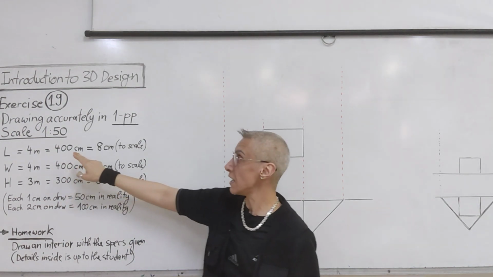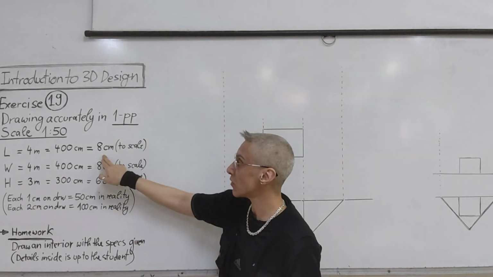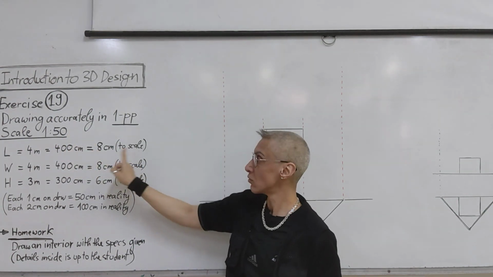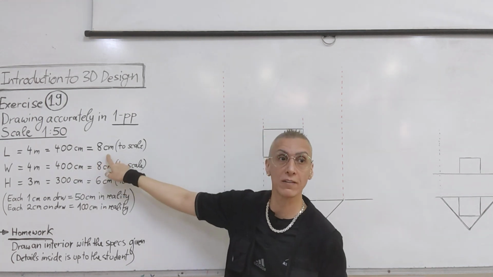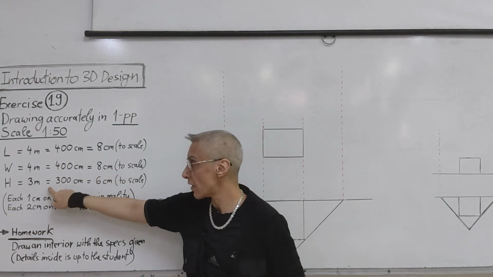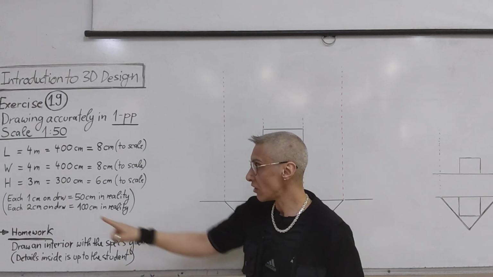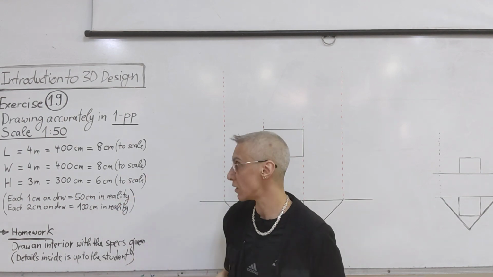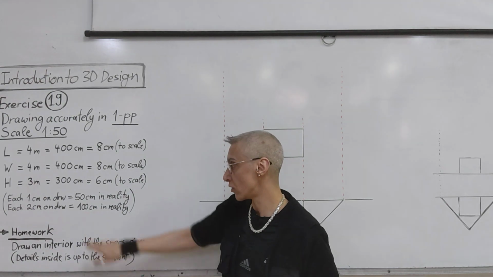This now will equal on the paper, so what is the actual scale on the paper? 400 divided by 50 centimeters to scale. So this is on your paper. The 4 meters will become 8 centimeters on the paper. The same thing with the width. The height will become 6 centimeters, okay? And each centimeter on our drawing will equal 50 centimeters in reality, just so you can imagine. And when we have 2 centimeters, it will be 1 meter in reality, okay?